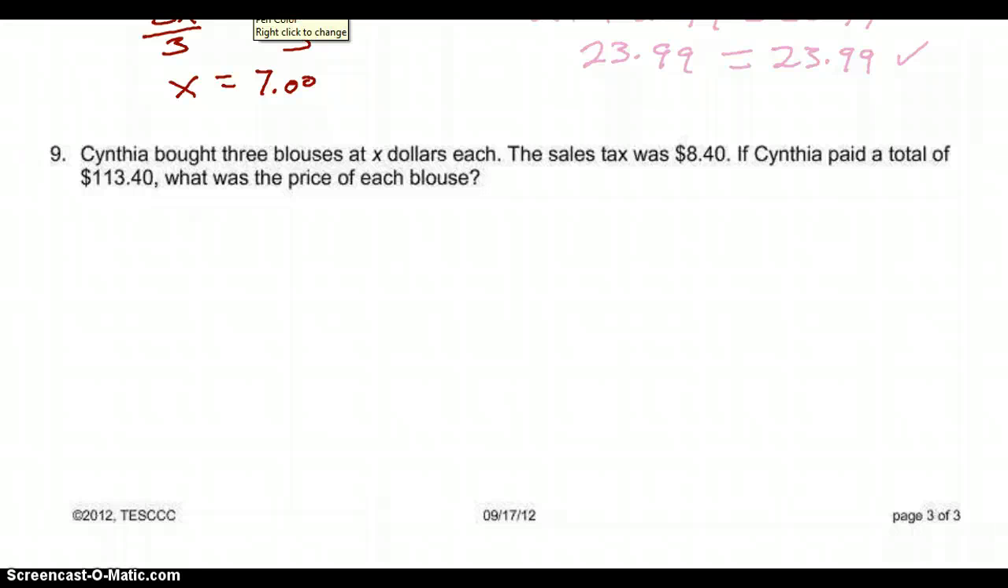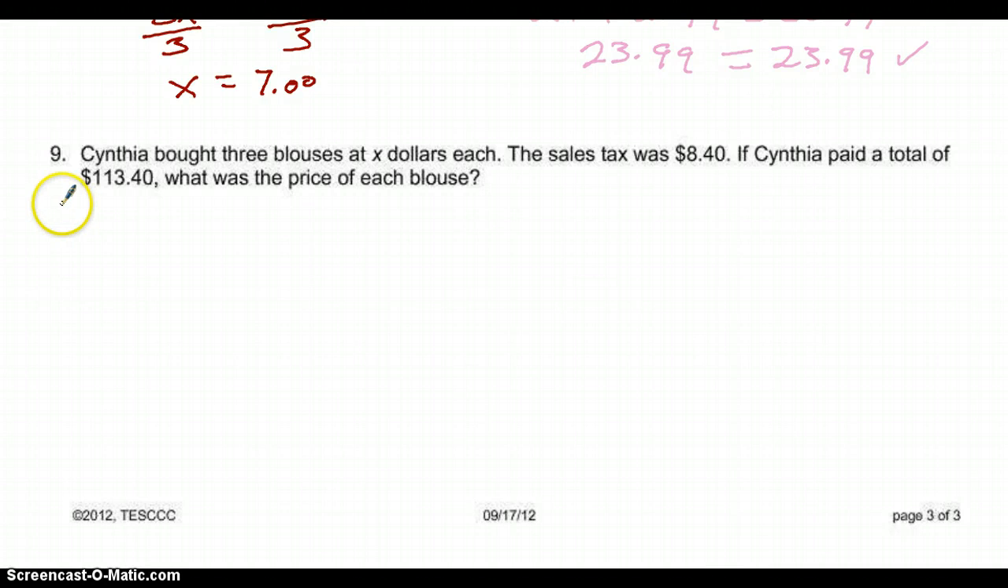So Cynthia bought 3 blouses at $8 each. The sales tax was $8.40. Knew we weren't going to go far without sales tax. If she paid a total of $113.40, what was the price of each blouse?